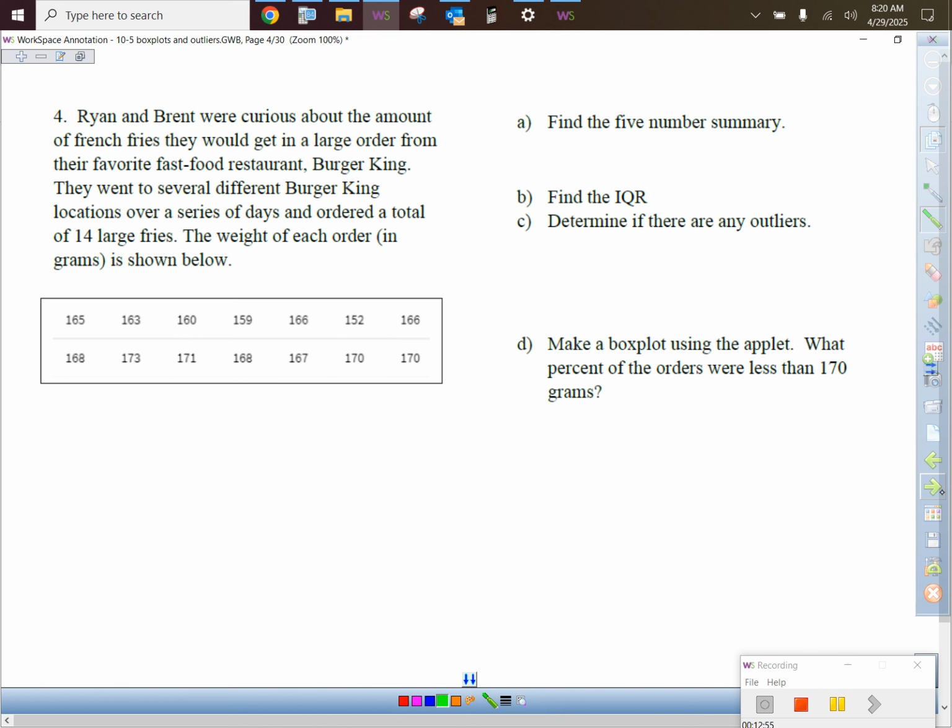But still, they said, yo, man, how many French fries do you get when you get a large fry? They didn't count up the number of French fries, but they just measured the weight of them. So they went to all these different Burger Kings and got a large fry, and this is the data. Could you please go to the computer, because I want to practice us doing some of these moves, and copy the Burger King data, and let's find the 5-number summary.